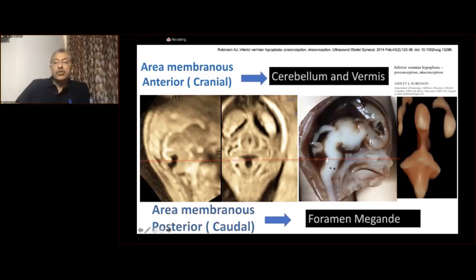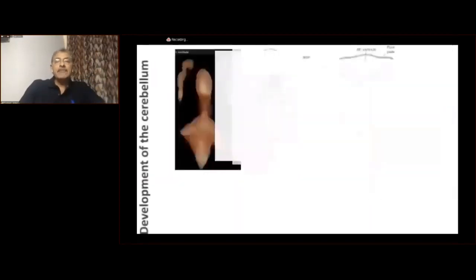So the cutoff point is going to be your choroid plexus. Anything above your choroid plexus is the membranous anterior region, and below is the posterior region. From that anterior area you will have the development of the complete cerebellar hemisphere and vermis. So now, going further.